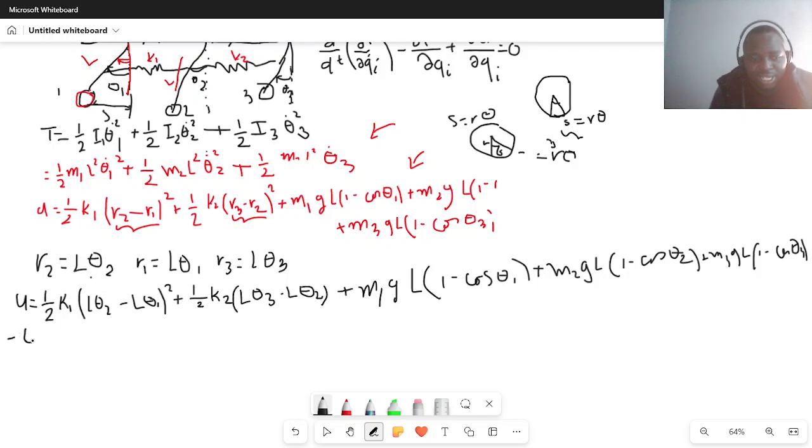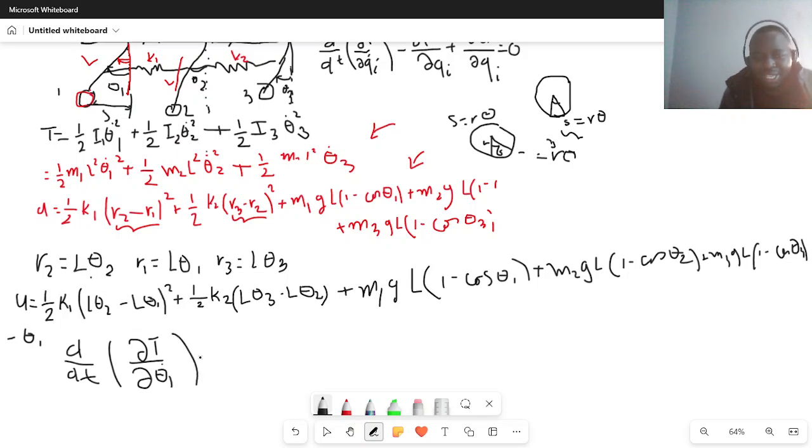How will the Lagrange's look? The Lagrange's is going to be d by dt of partial G over partial theta dot 1, because the main subject here is theta 1, minus partial G over partial theta 1, plus partial U over partial theta 1 to be equal to 0. Now that we are writing this, we can start solving.